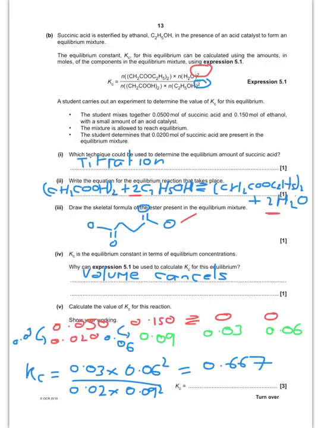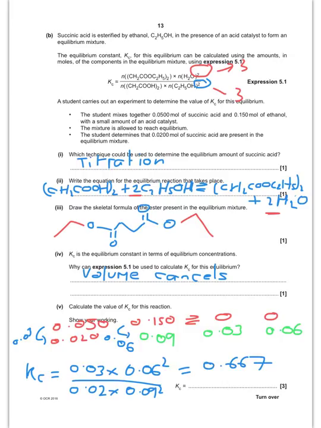This is then going to be completed when you put 2 ethyl groups on the end there. Why can we use expression 5.1? So why can we use the number of moles rather than concentration, which is of course what we should use for Kc? That's because you've got 3 terms up here, 3 terms there, so they cancel, the volume will cancel.